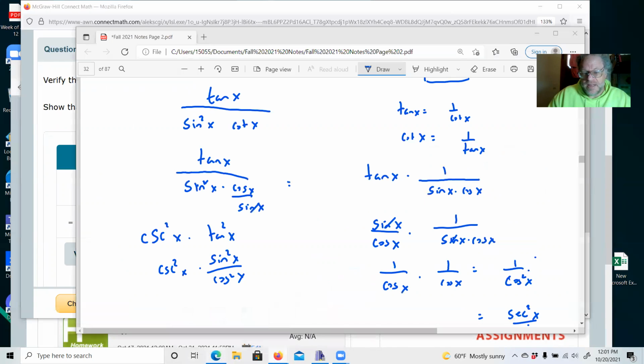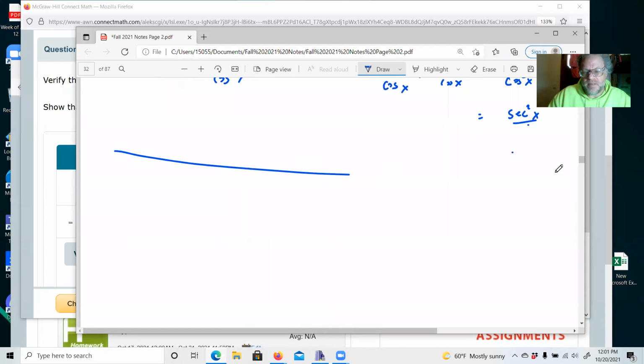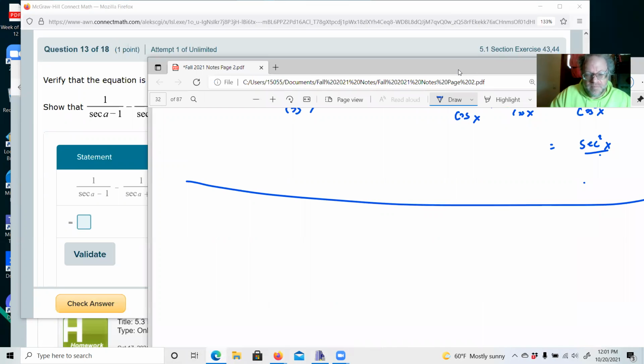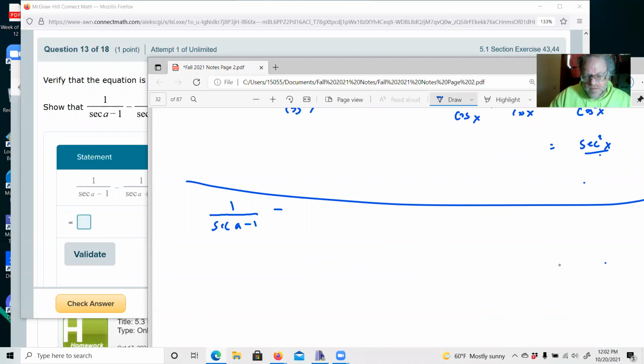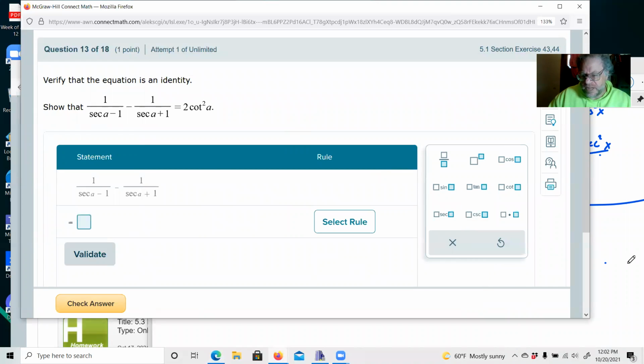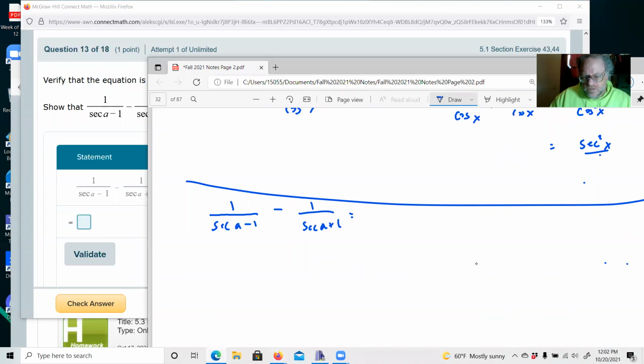Okay, it's going to be bigger. All right, so this is 1 over secant a minus 1, minus 1 over secant a plus 1. And what do we say that this is equal to? We said this is equal to 2 cotangent squared alpha, or A.